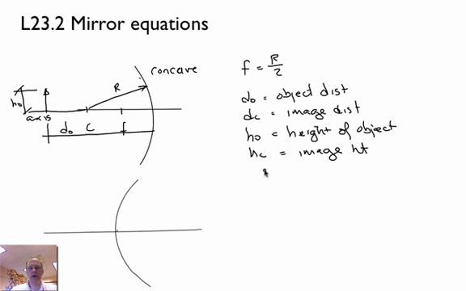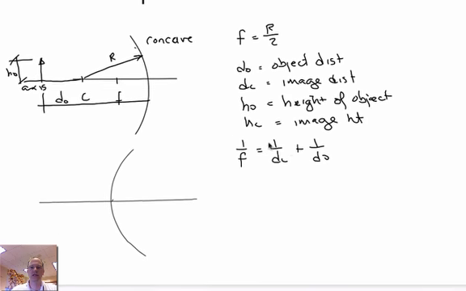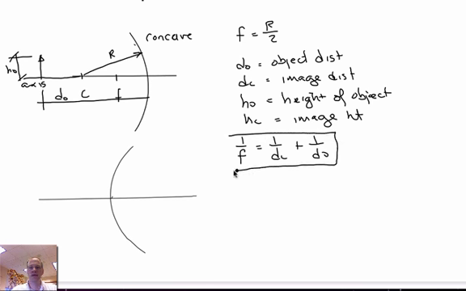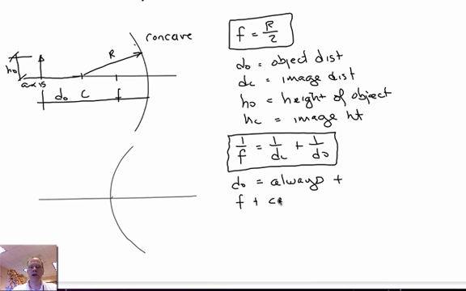So we have a relationship here that's formed: 1 over the focal length is equal to 1 over the image distance plus 1 over the object distance. So there's one relationship we need to hold on to. We also need to hold on to that one. And then we just have some sign conventions that we need to go through. The object distance is always positive. Focal length is positive for concave mirrors, and it is negative then for convex mirrors.